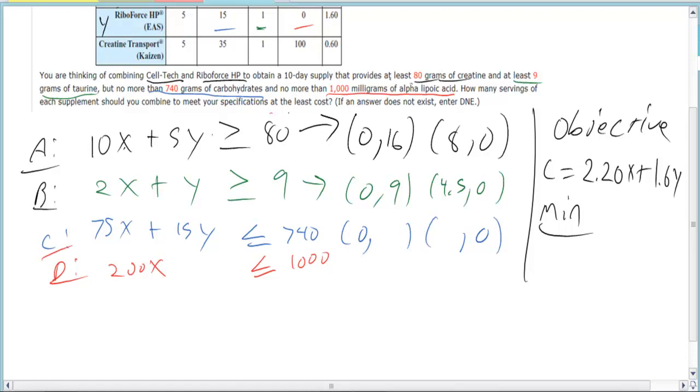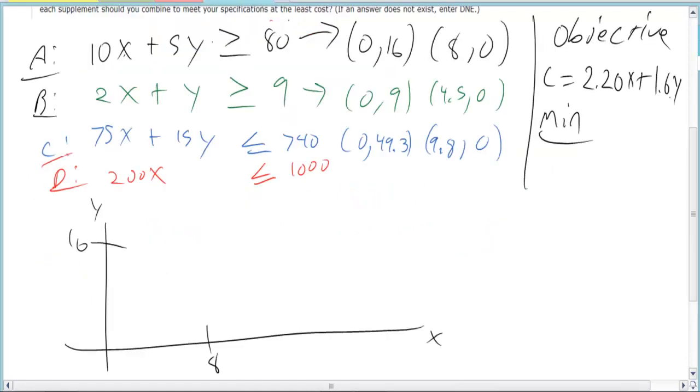So I'm going to pause the video and just fill them in. Okay, so I went ahead and got all my X and Y intercepts for each of the equations. The first one, equation A, was 0, 16, and 8, 0.